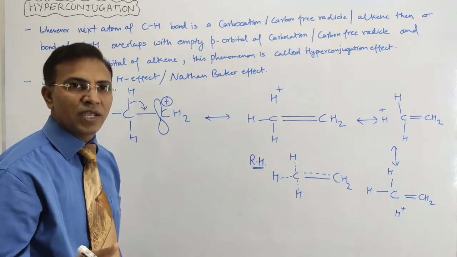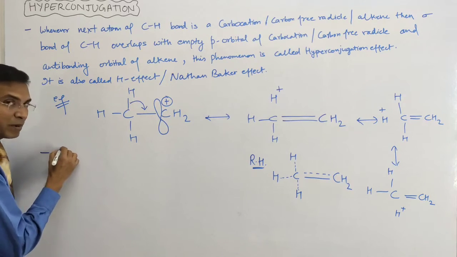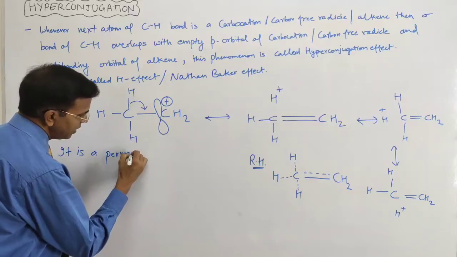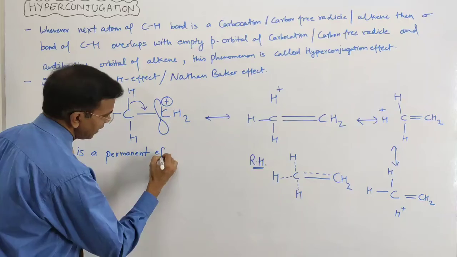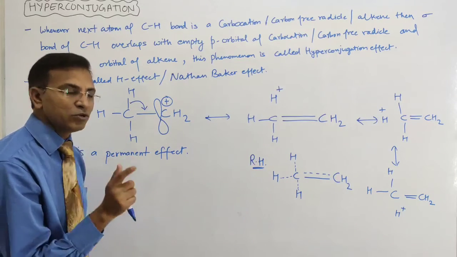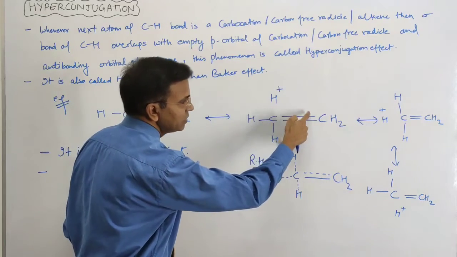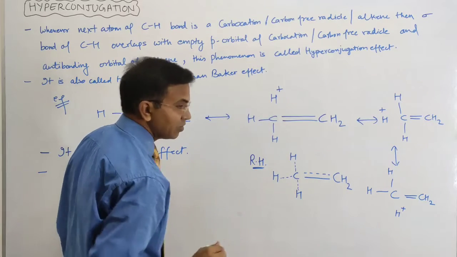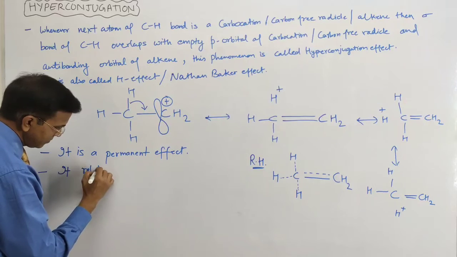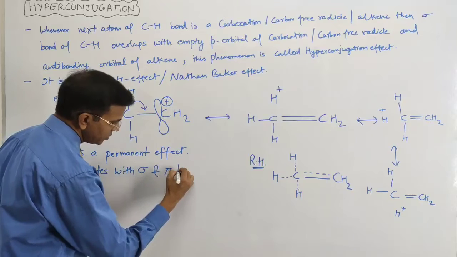Now next, some main points about the hyperconjugation effect. It is a permanent effect. This effect is related to sigma and pi, because the sigma bond overlaps with the empty orbital and makes the pi bond, right? So it relates with sigma and pi bond.